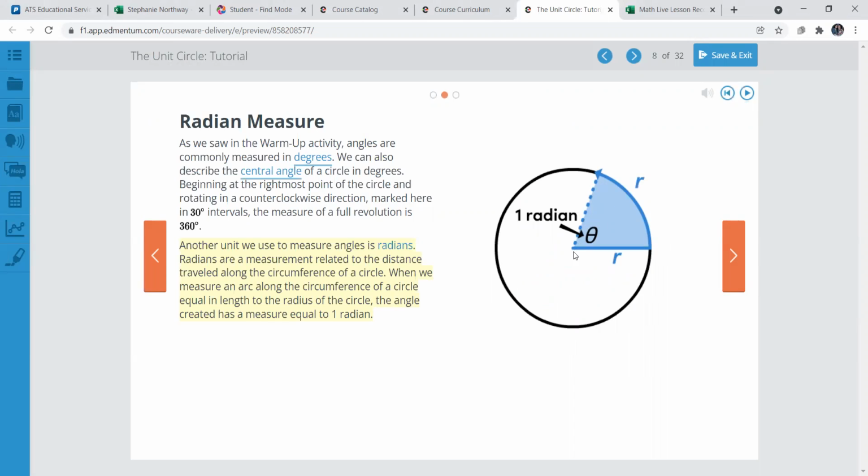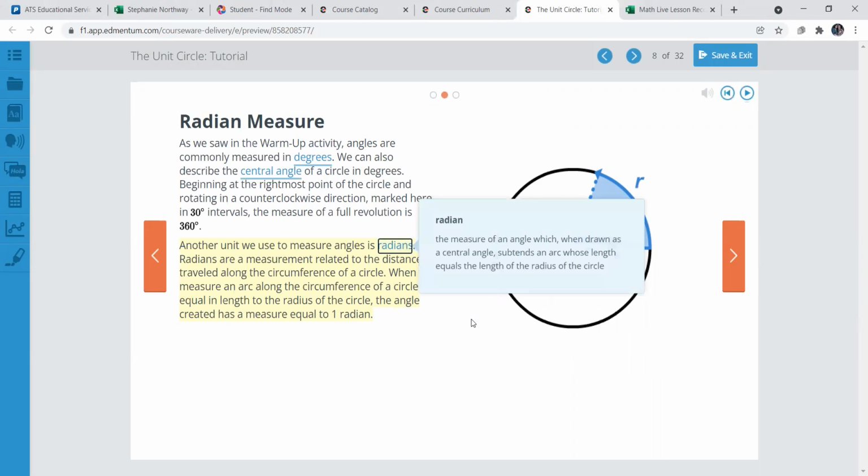Okay, so one radian here is right here. A radian would be considered the measure of an angle which, when it's drawn as a central angle, subtends an arc whose length equals the length of the radius in the circle. Okay.